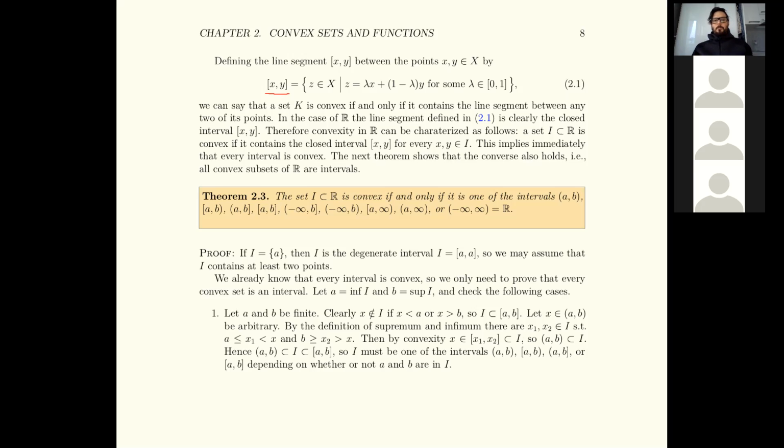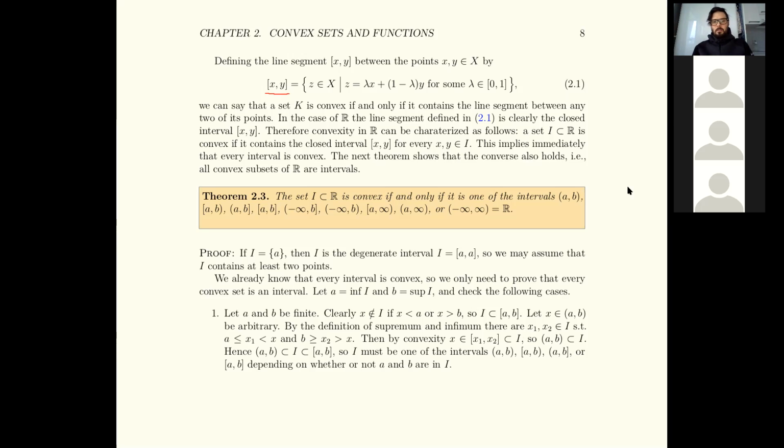Now, if we take a number X from the open interval between A and B, some number between the upper and lower bound but not equal to them, then by the definition of supremum and infimum, because A is the greatest lower bound and X is bigger than it, there must be something between A and X that is inside the set. Also, because B is the least upper bound and X is below B, there must be something between X and B that is also in that set I.